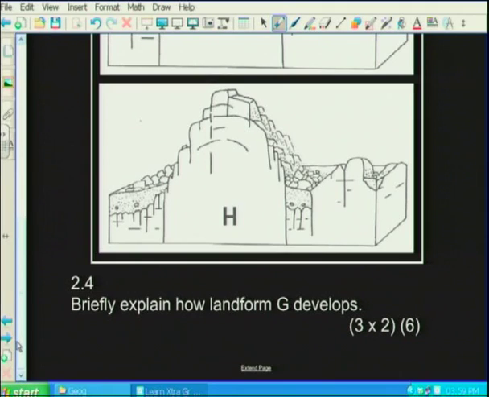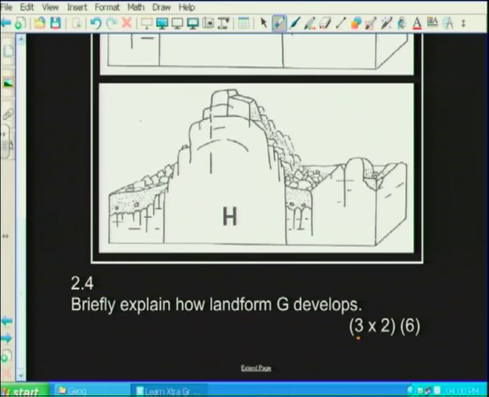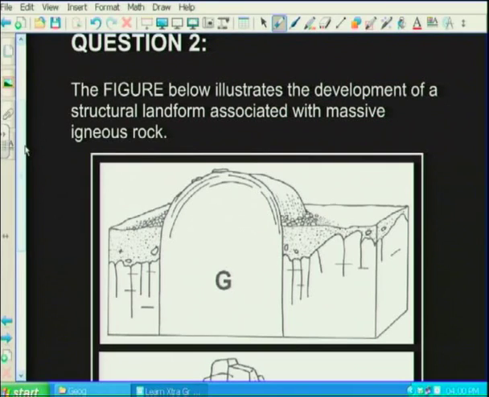Okay, moving on. 2.4. Briefly explain how landform G develops. So like I said to you before, it's very important that you get landform G and H correct, otherwise your explanations are going to be very difficult. Okay, once again, you will see our question is looking for 3 separate points. So for landform G, let's just go up to it so that we can look at it while we're explaining.